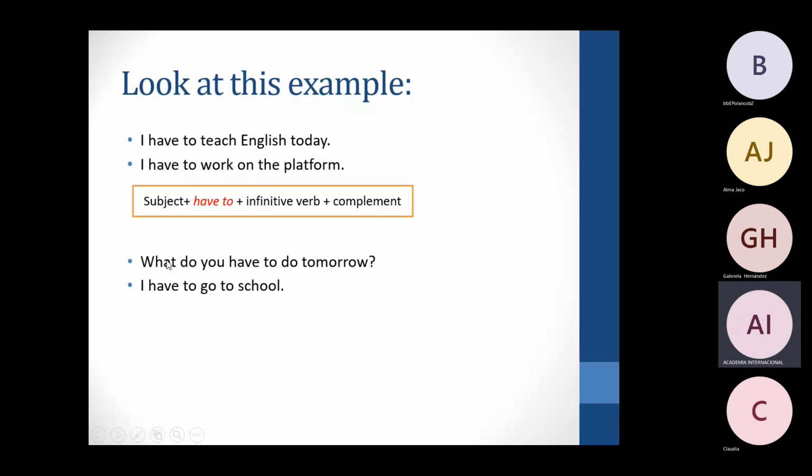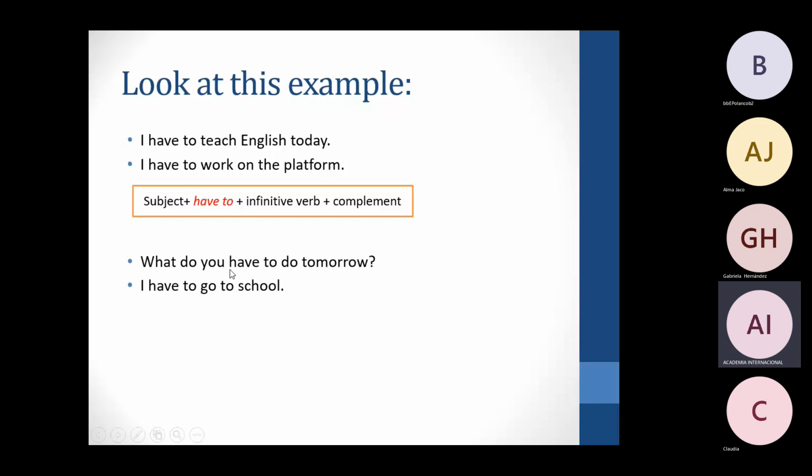And in here we have this example. What do you have to do tomorrow? I have to go to school. Okay, in this sentence it conveys like if something is mandatory, como si algo es obligación. Si yo pregunto, what do you have to do tomorrow? Well, I have to go to school. Tengo que ir a la escuela. It's something mandatory. I have to.